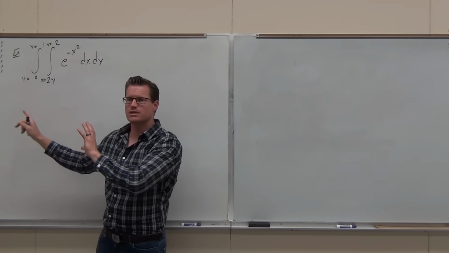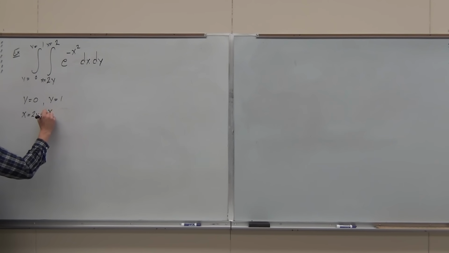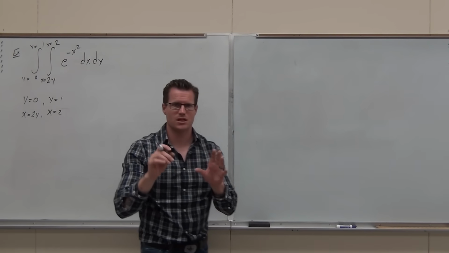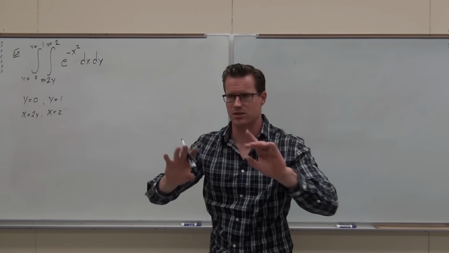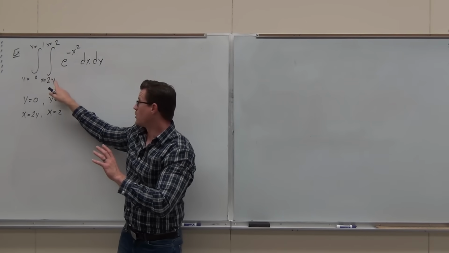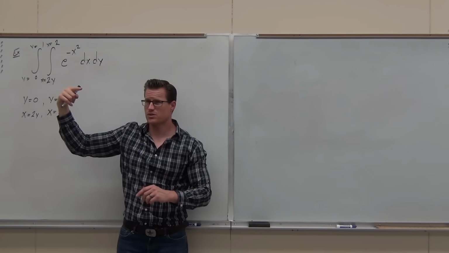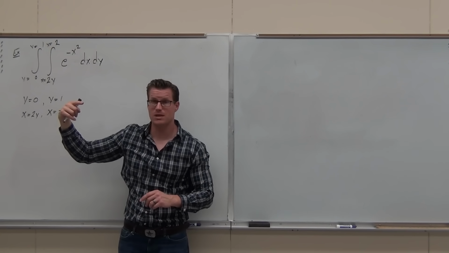Yeah. Let's write down everything we know. We know that our region goes from y equals 0 to y equals 1. We know our region goes from x equals 2y to x equals 2. Please notice something. Please stop what you're doing. Stop writing, stop doing anything. Just look. These are in order. What this says is we go along the x-axis. We hit this one first and we hit this one second. It has to be in that order.